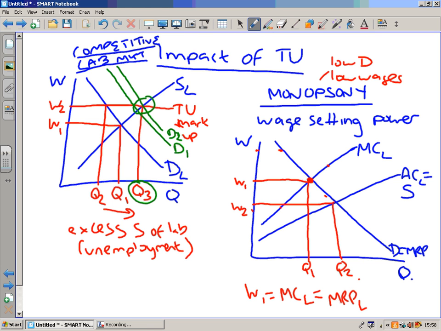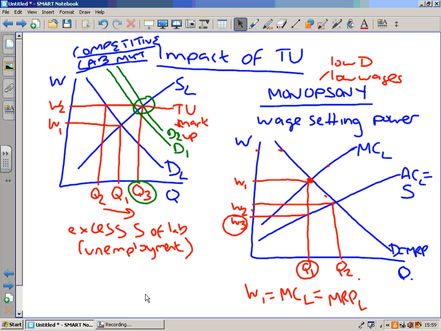Now, what wage will they offer? So we know they're going to employ Q1, but they will base this on paying people W3. That's because they're a wage maker. They will pay people the minimum wage that they're willing and able to work for. So there's very little economic rent for people to gain from this. So we can see that a monopsony is not very good for employees, which is where a trade union could be a good thing.